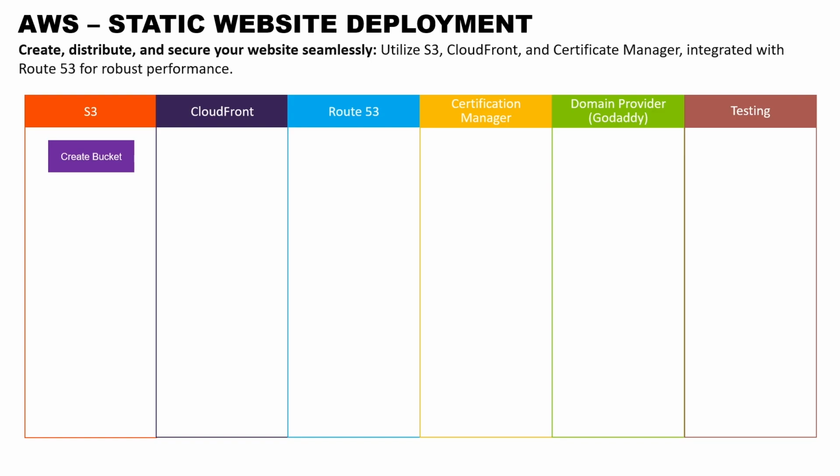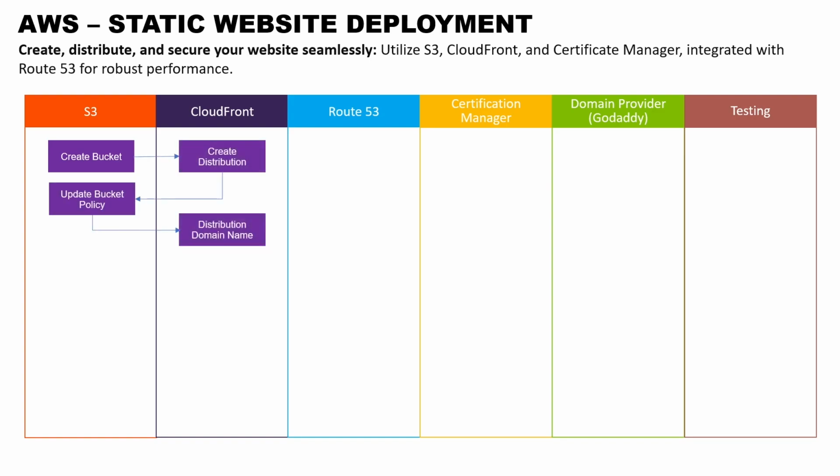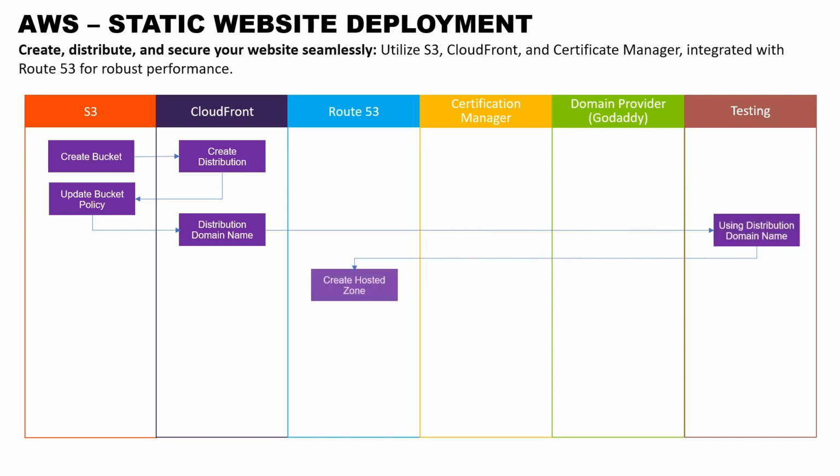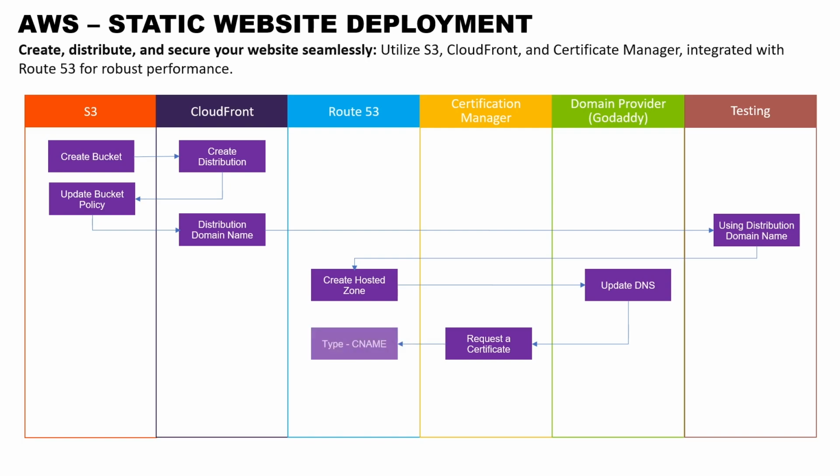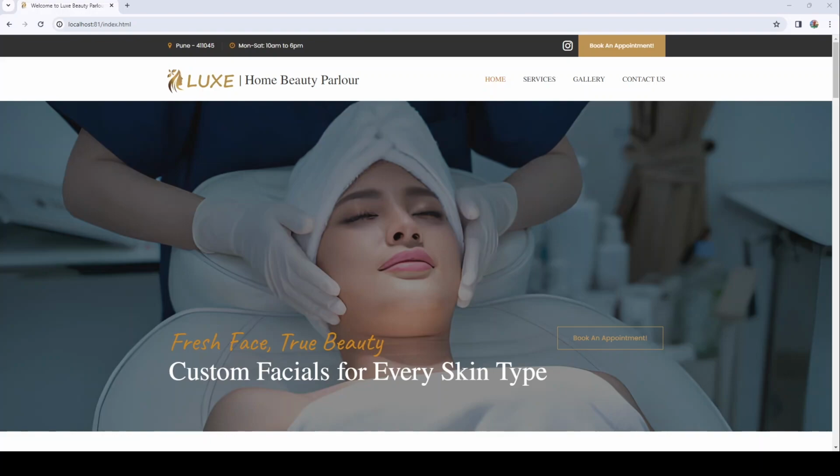Now that we have explored the high-level flow diagram and understand the process in our previous video, let's dive into step-by-step configuration on AWS. I will guide you through each step in detail to ensure you can seamlessly follow along with me. So let's get started. We shall start with exploring HTML pages created for Lux Beauty Parlor on local system.